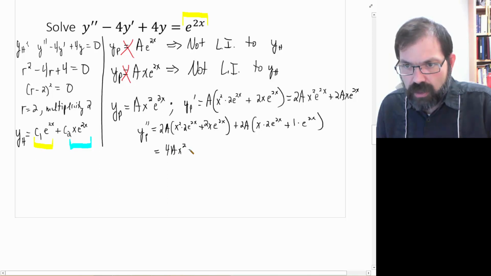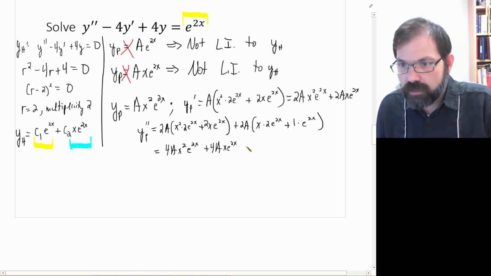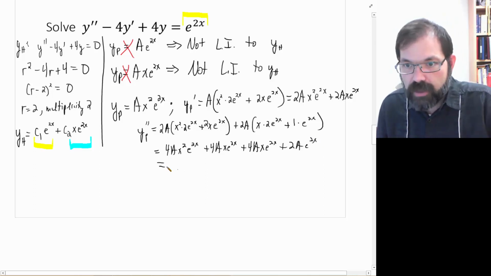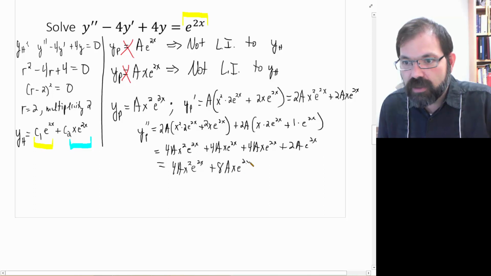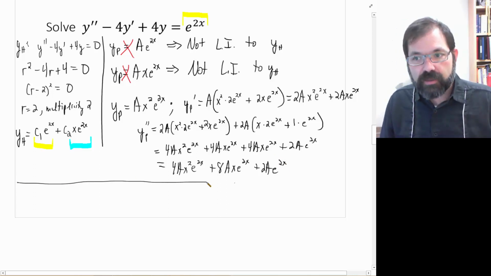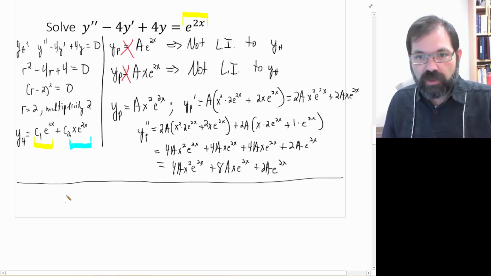4a x squared e to the 2x plus 4a x e to the 2x plus another 4a x e to the 2x, and then plus a 2a e to the 2x. So yp double prime is 4a x squared e to the 2x plus 8a x e to the 2x plus 2a e to the 2x. Now we have to substitute those in and actually solve for a.